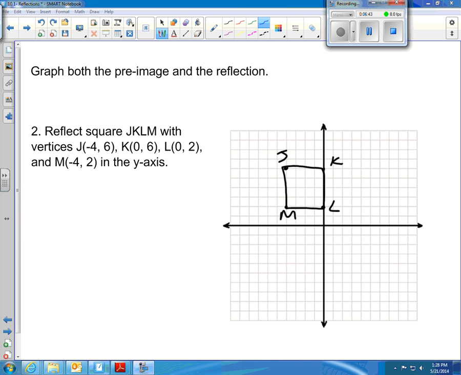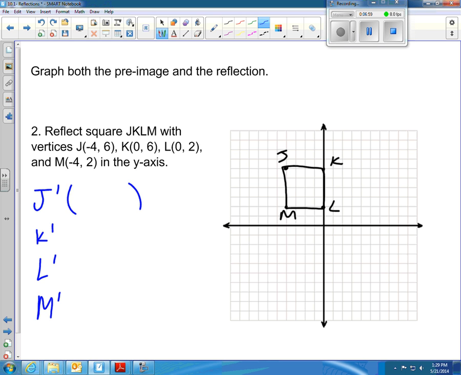All right, so compare yours with mine. Make some changes if you need to. Pause the video. Did you label? Did you remember to label? All right, grabbing that different colored writing utensil, we're going to find J prime, K prime, L prime, and M prime.